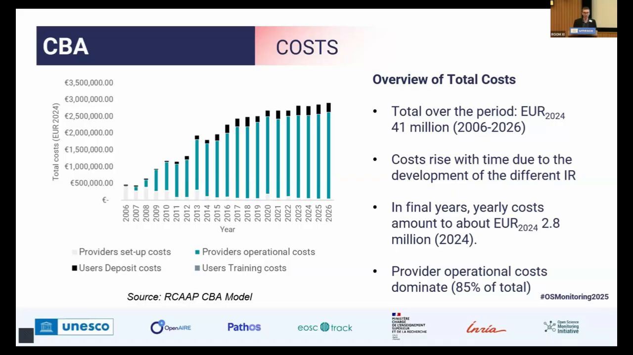In the final years, we have reached a plateau in terms of actual use and development of the system. We see that we have about 2.8 million of cost on a yearly basis. And you can see the different types of cost. Clearly, the operational costs of providers, meaning the institutions and CAP at the central level, dominate this picture.